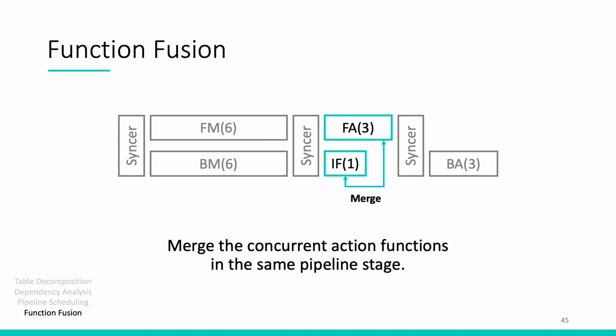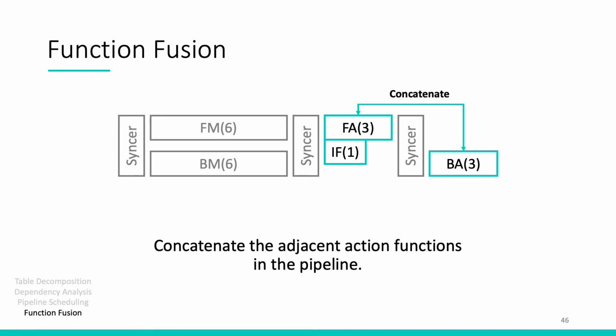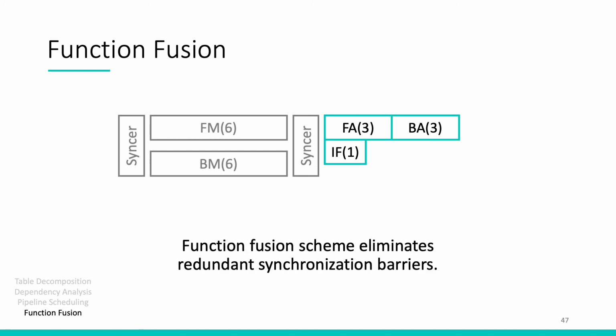First, the function fusion scheme merges the concurrent action functions in the same pipeline stage. Here, the if statement and the forward action will be merged. Second, the function fusion scheme concatenates the adjacent action functions in the pipeline. Here, the merged if and forward action will be concatenated with the broadcast action. So the function fusion scheme eliminates redundant synchronization barriers and reduces latency.